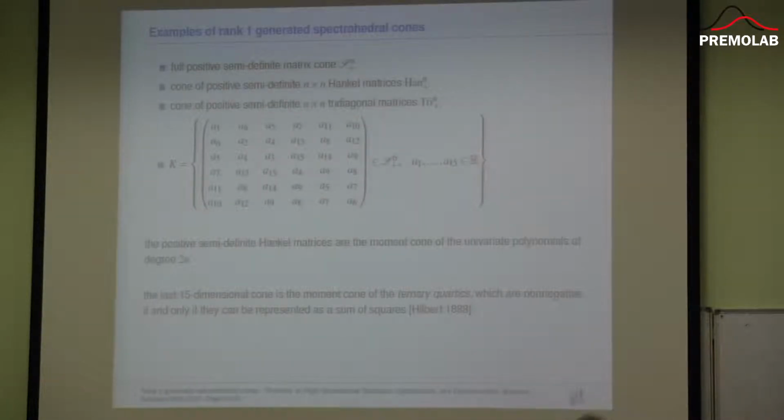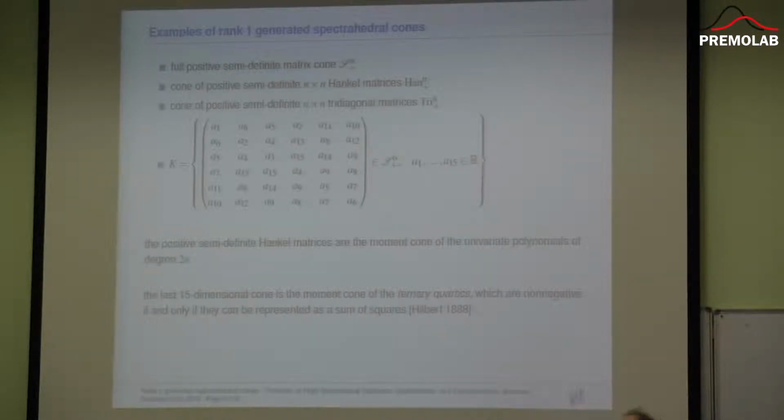Okay, so let us look at some examples of this class of favorable cones. The simplest example is, of course, the full matrix cone. We know that the extreme rays of the cone of positive semi-definite matrices are exactly the rank 1 matrices. So this is a rank 1 generated cone. And there are also non-trivial examples.